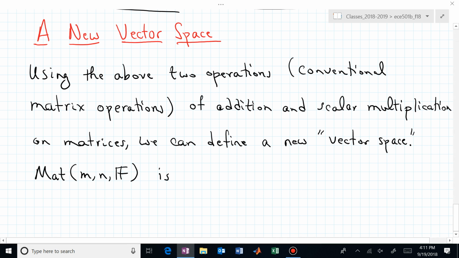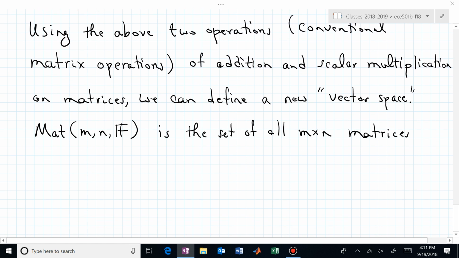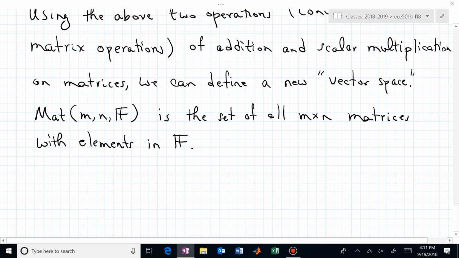And this notation, this Mat M, N, F, is the set of all M by N matrices with elements in this field F. So now you can add these, you can do scalar multiplication on those matrices, and those matrices now form a vector space. What's the dimension of that vector space?